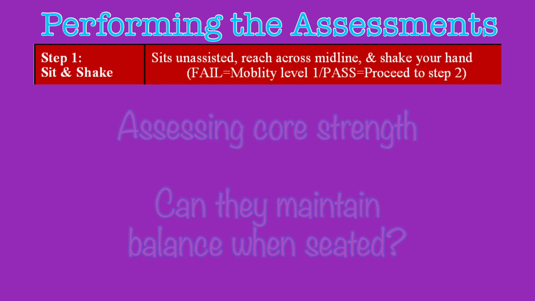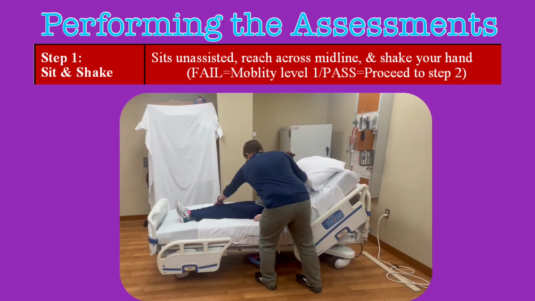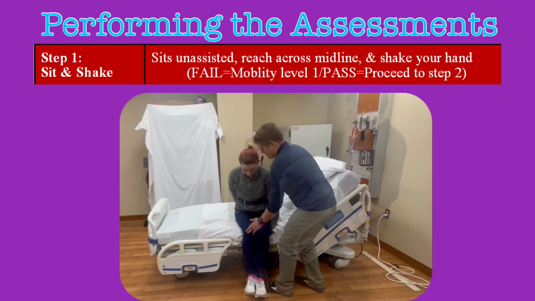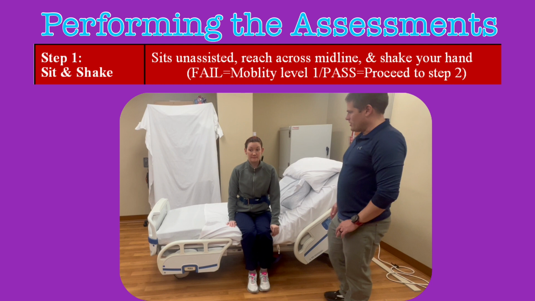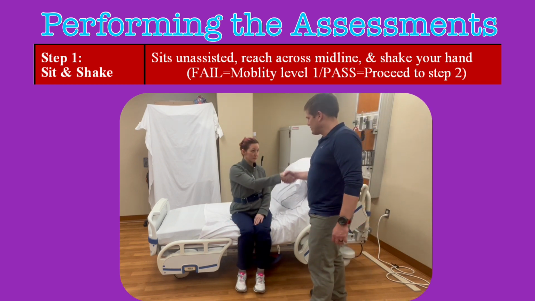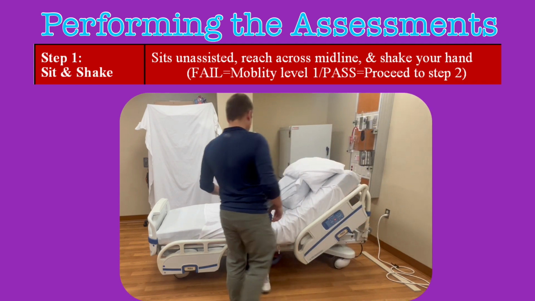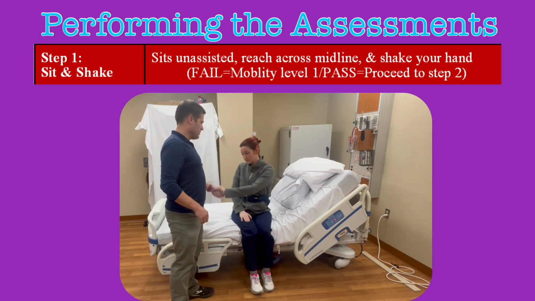The patient must be able to sit unassisted. You are allowed to assist the patient into a seated position, but they must be able to maintain that position without your aid. If they demonstrate the ability to sit and support themselves, ask them to shake your hand, and make sure that they have to reach across their body to shake your hands. Have them shake with both hands.